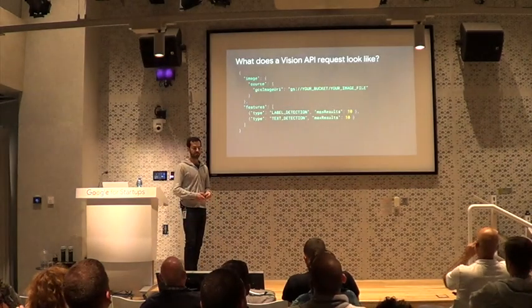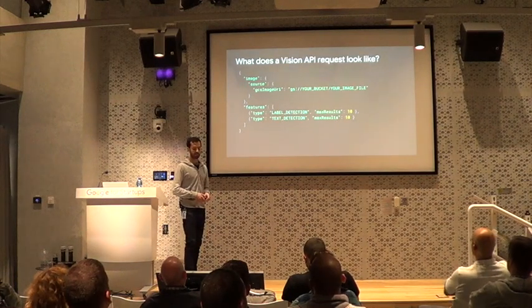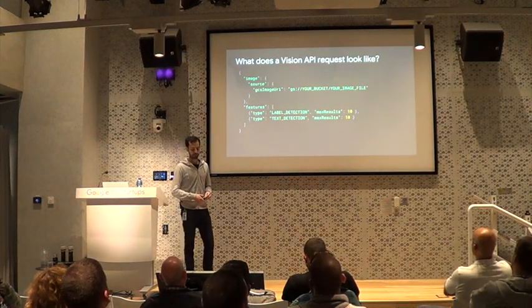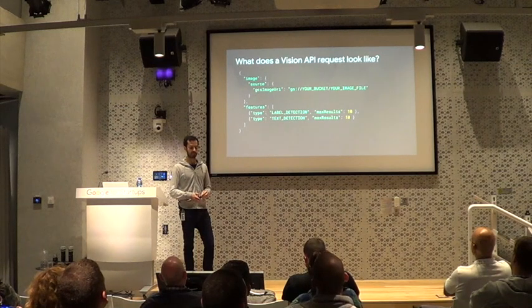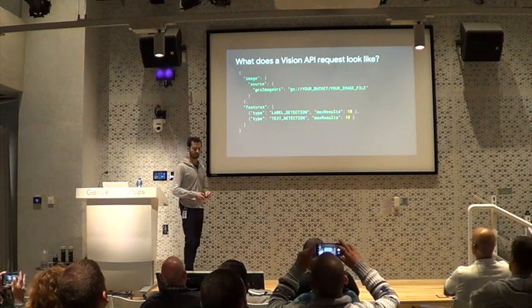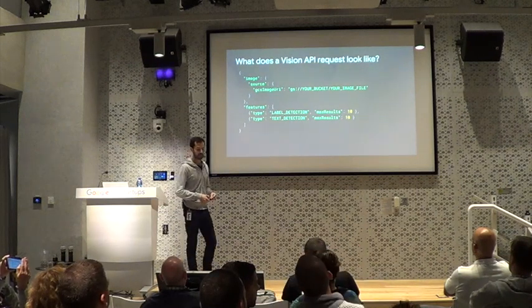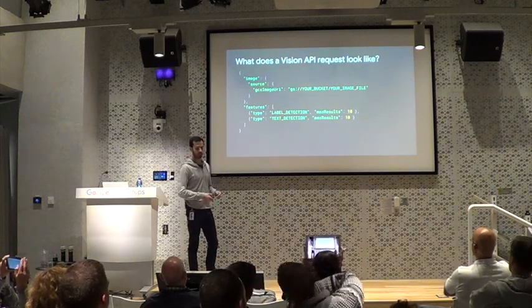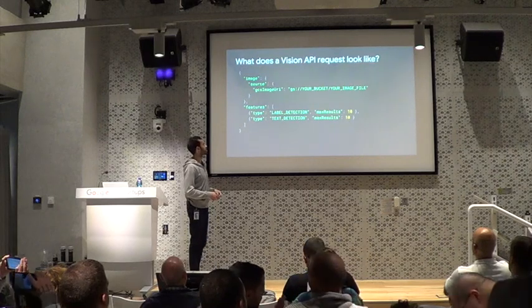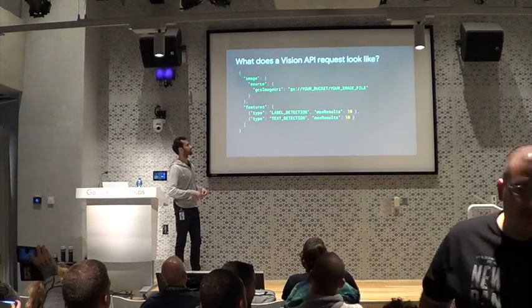What would a call look like? If I was to call these APIs, and we'll do a little demo shortly, you can see it's pretty straightforward. You need to give it a path to an image, and this will typically be in a Google Cloud Storage bucket. And then you just tell it what entities you want to extract from it. So in this case, we're just doing label detection and text detection.